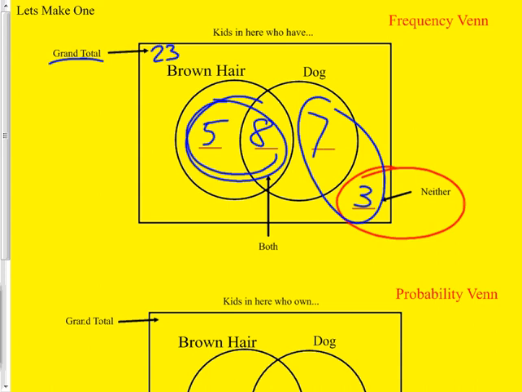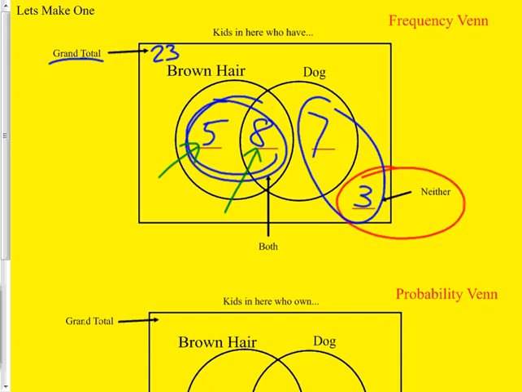So, okay. What's the probability that if I pick a kid, I will get a kid with brown hair? Now, just to be clear, brown hair does not mean the 5. If I get a kid that has brown hair, do you get that it's 5 plus the 8? I win if I get one of these kids or one of these kids. They both have brown hair. I didn't say anything about a dog. You know what I'm saying?